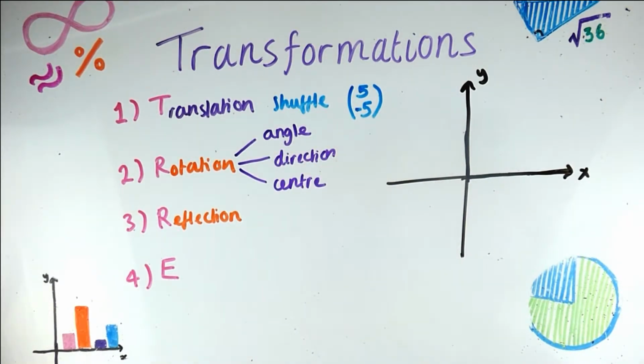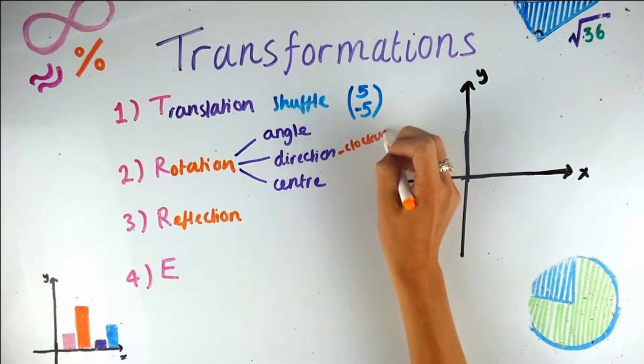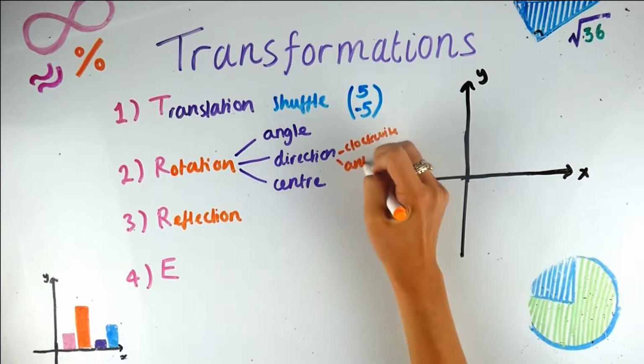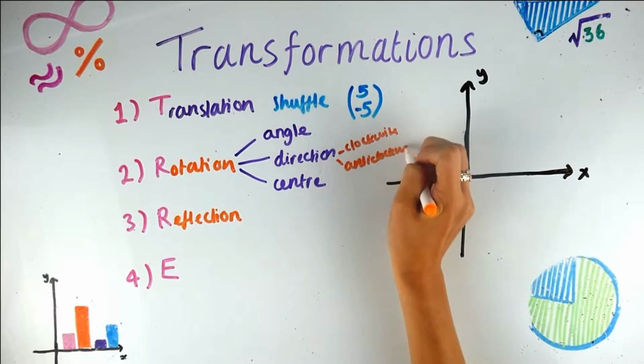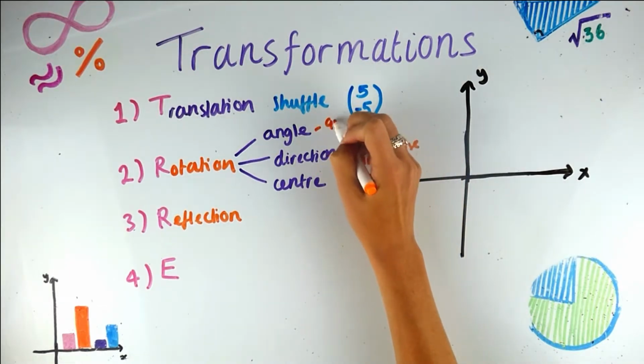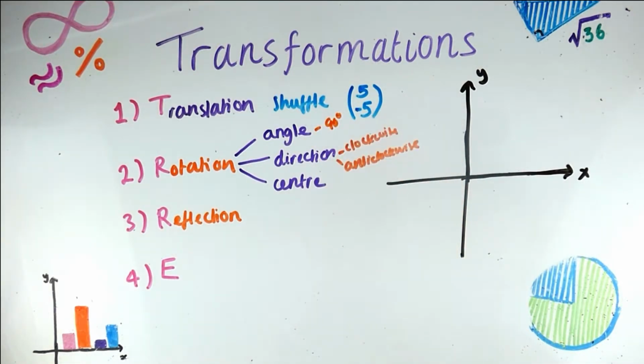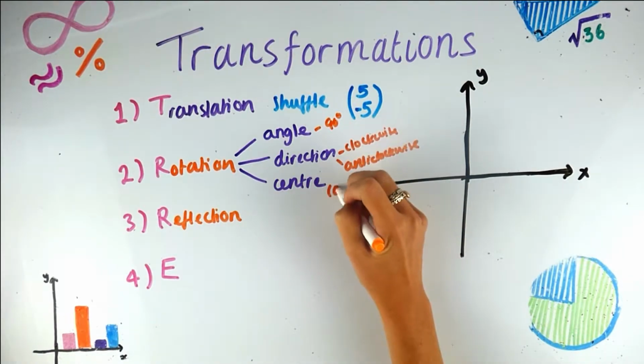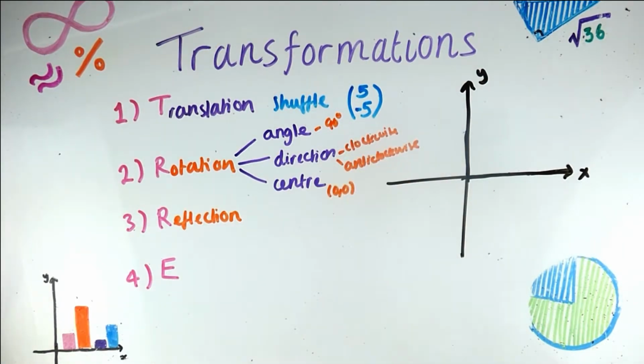In an exam question, they might say write down the transformation here, and it might be a rotation. So 3 things you need to write down: A, D, C. Instead of A, B, C, it's A, D, C. Angle, direction, centre. Clockwise or anti-clockwise, so 2 options there. Angle, for example, could be 90 degrees, 180, whatever. And centre is a point. Quite often, it's around the origin.